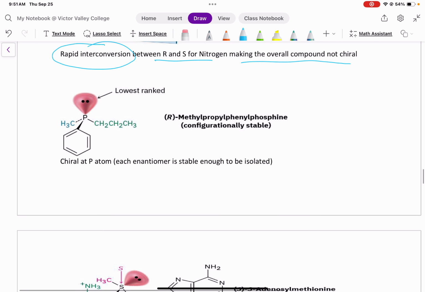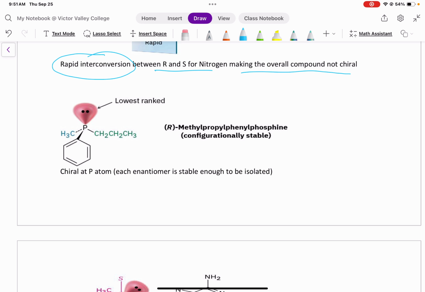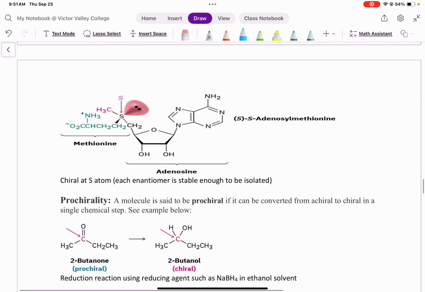Okay, and we can treat the lone pair just like hydrogen. It's the lowest one. Yep. So in this case, it's R, if it's locked like that. Okay. Yep. That's pretty cool. An atom that has only 3 bonds and a lone pair is chiral, if everything is locked up like that. Okay. That's a good exception.